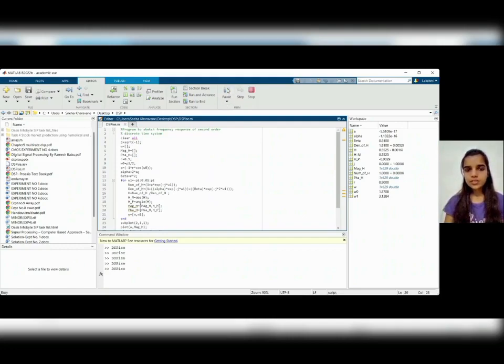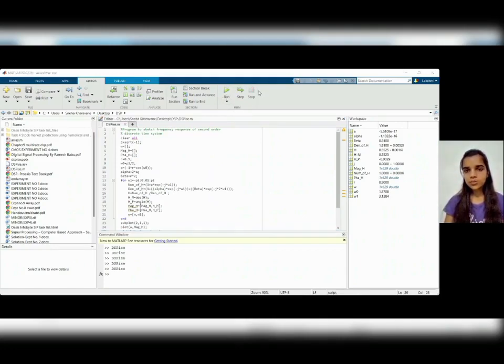This is a code for frequency response of second order discrete time system. Output of frequency response of second order system is like this. First graph describes the magnitude of transfer function, and second graph describes the phase of transfer function. As we define, the x label is omega in radians and y label is magnitude of h j omega. Similarly, here phase of transfer function.